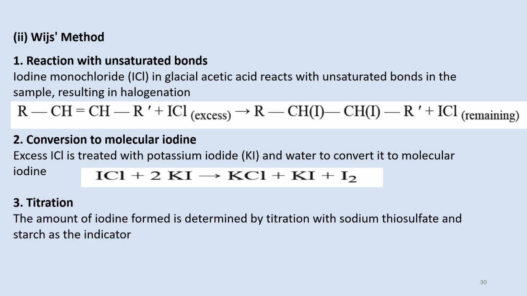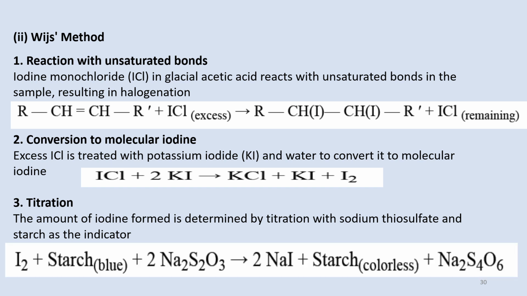Titration. The amount of iodine formed is determined by titration with sodium thiosulfate and starch as an indicator. As the reaction which we saw in the last reaction, iodine with starch as an indicator, when you are titrating with sodium thiosulfate, you will get sodium iodide and starch colorless. So this indicates how much iodine is utilized for how many double bonds are present in the sample, which can be identified by the iodine value.